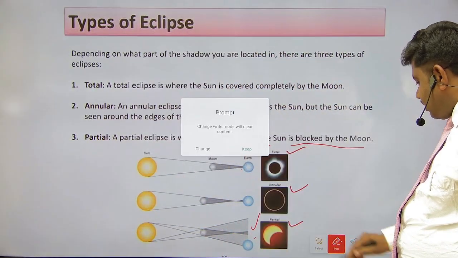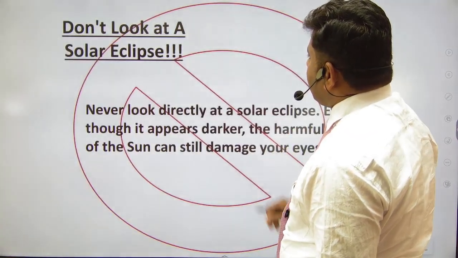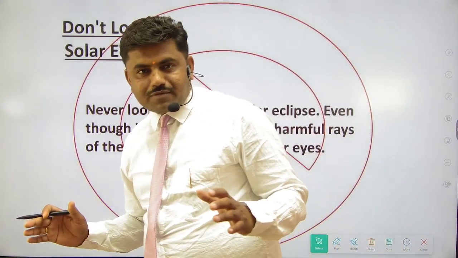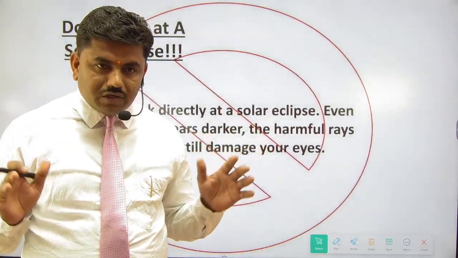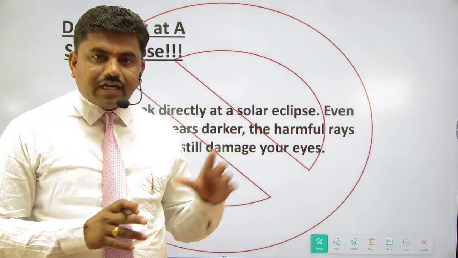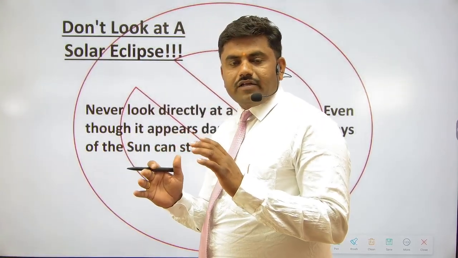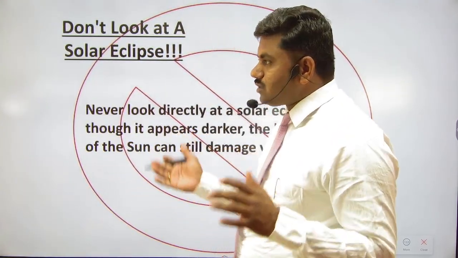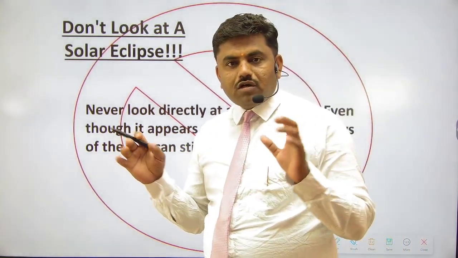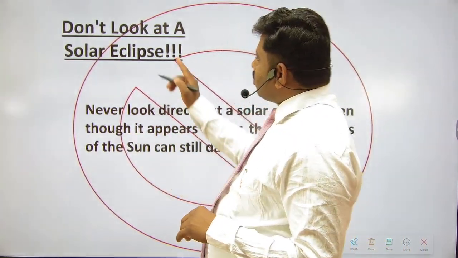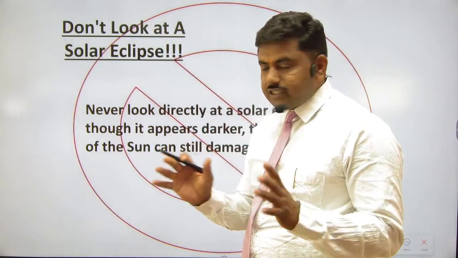Now next, don't look at the solar eclipse. You know, our mother and father, when we are small, say that when this period comes, we do not come out of the house, and we do not look at the sun. Why shouldn't we look at a solar eclipse? Why should we not see it?